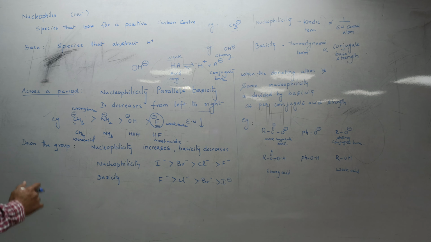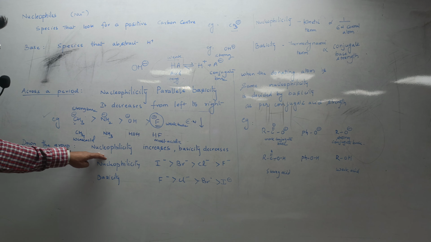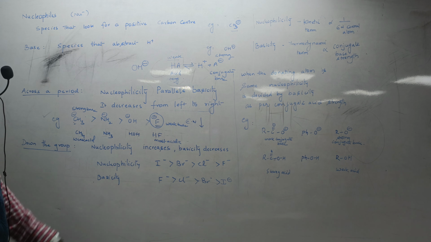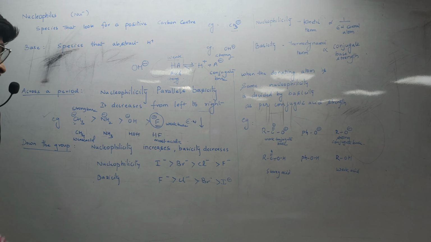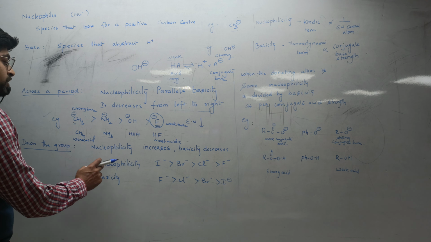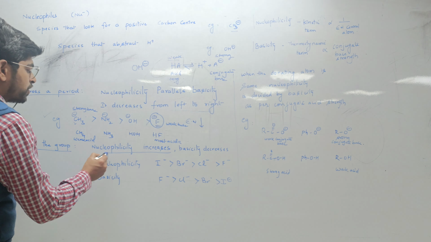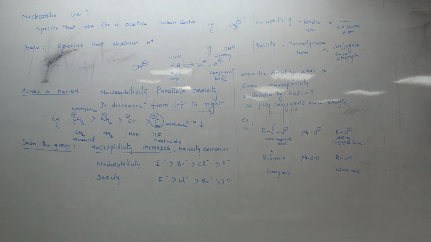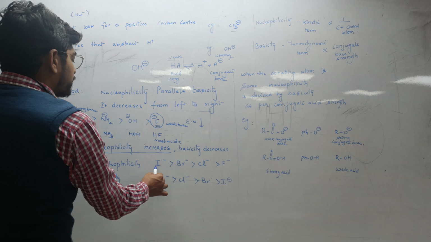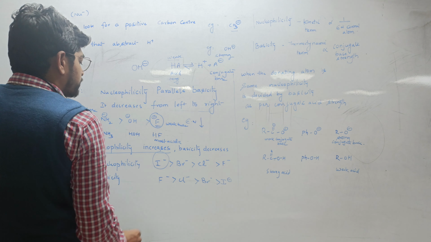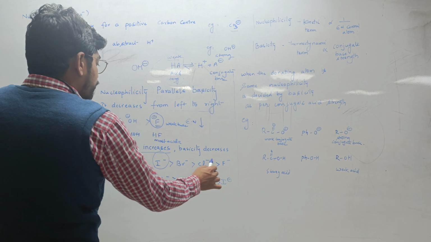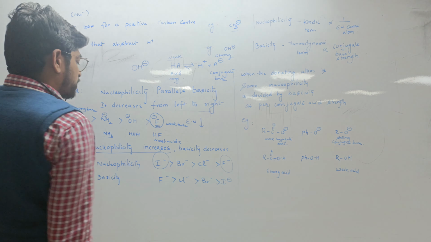Next, what happens to nucleophilicity down the group? Down the group, again, nucleophilicity is inversely proportional to basicity. It is different. So what is nucleophilicity down the group? I am saying nucleophilicity increases down the group. That means if you take fluorine, chlorine, bromine, iodine, iodine has the highest nucleophilicity, whereas fluorine has the least nucleophilicity.